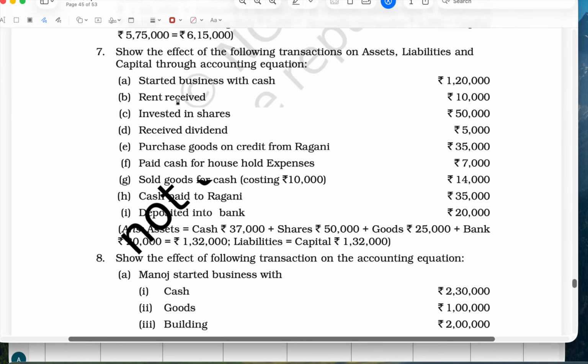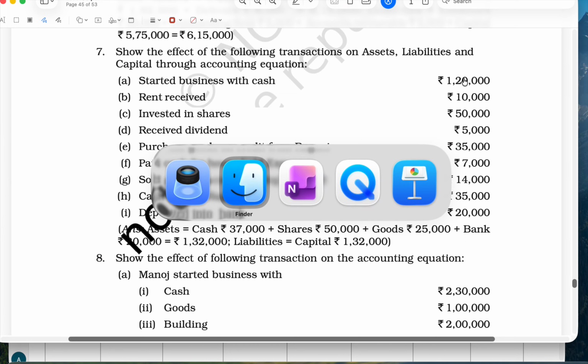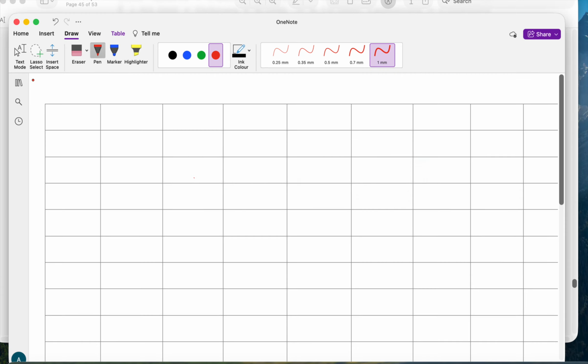Now let's see the seventh problem. Show the effect of the following transactions on assets, liabilities and capital through the accounting equation. So here also we have to prepare an accounting equation based on all the transactions and show that it is balanced. We started business with cash 1,20,000, right? This is the seventh problem.